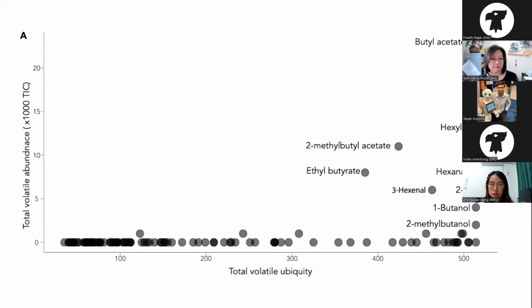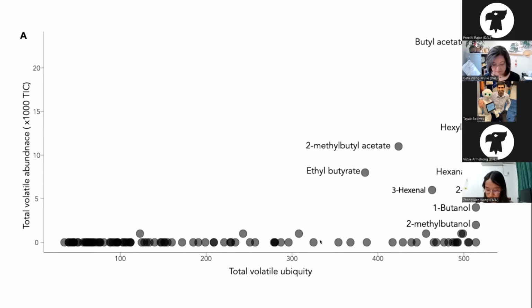The first question that we wanted to ask ourselves is, what are the most abundant compounds in our data set? What are the most ubiquitous, right? Note that a compound is abundant if it is present in high amounts in a sample, and a compound is ubiquitous if it is present across many samples. Each dot in this scatter plot represents a volatile compound, and the x-axis represents the ubiquity of each compound, or how many samples this compound is present in.